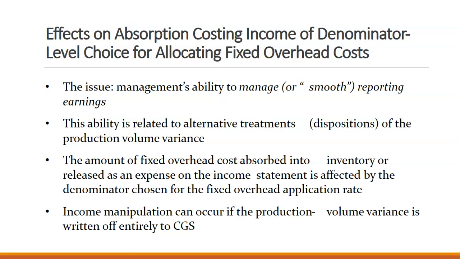Because it changes the amount of fixed overhead cost that gets absorbed into inventory or released as expense on the cost of goods sold. So if the production volume variance is completely written off to the cost of goods sold, this can create income manipulation. We can also create income manipulation just from the volume of production that we do. And we'll look at this further when we talk about absorption versus variable costing in chapter 18.